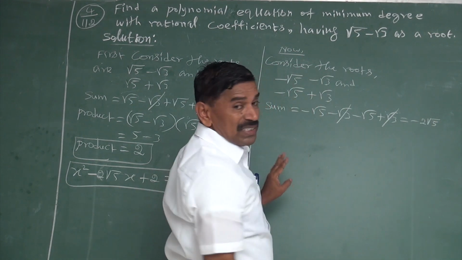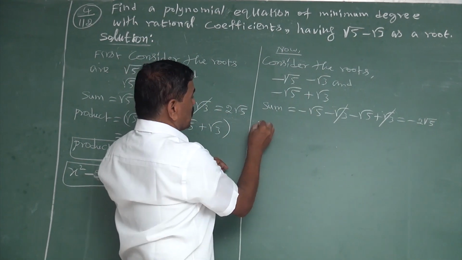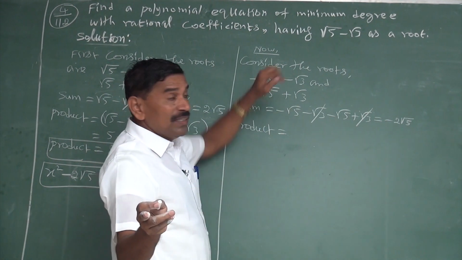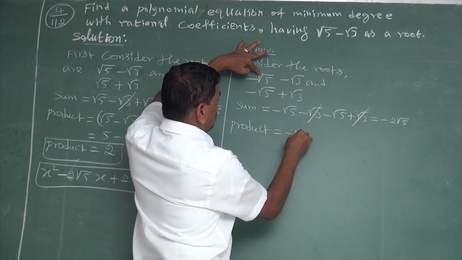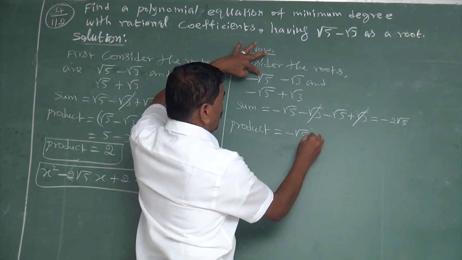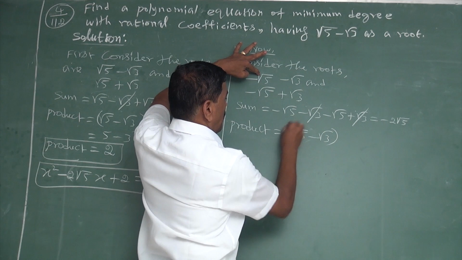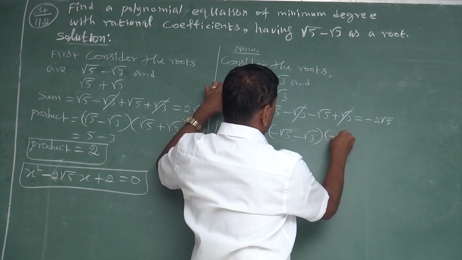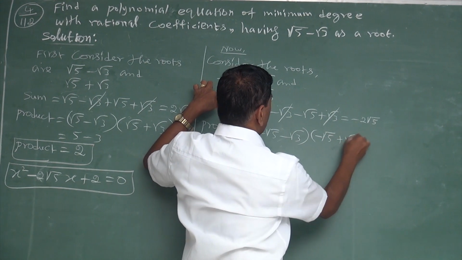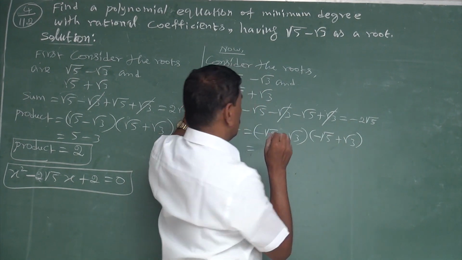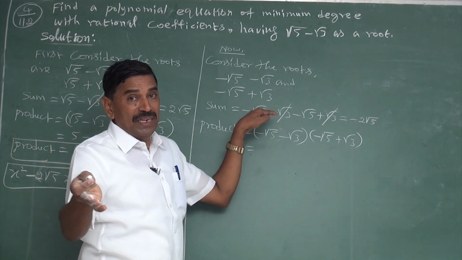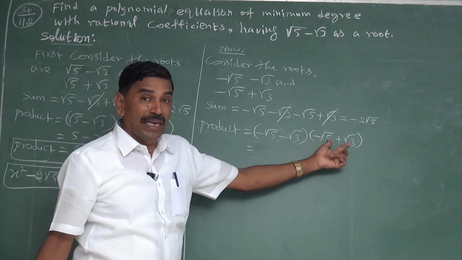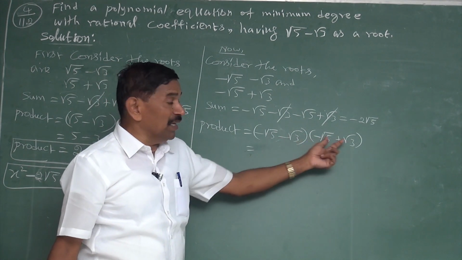Okay. Now, what is next one? Good. Product of the roots. Product of the roots equal to, very good, minus root 5 minus root 3, next, into, good, minus root 5 plus root 3. Okay. Now, it is of the form. Can you tell me it is of the form? Yes, it is of the form a minus b, a plus b. So, it is a minus b into a plus b.